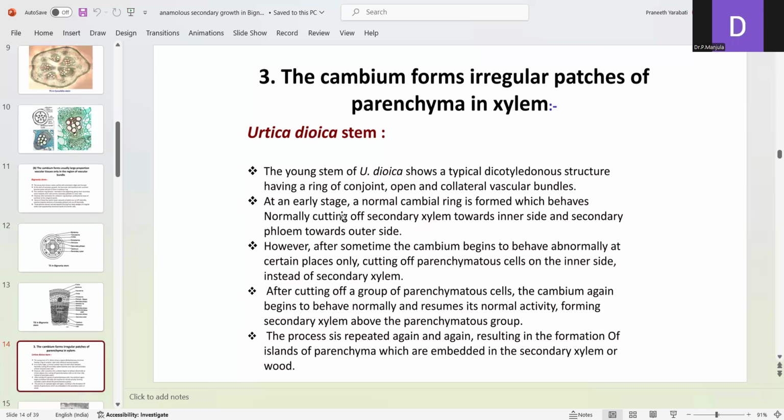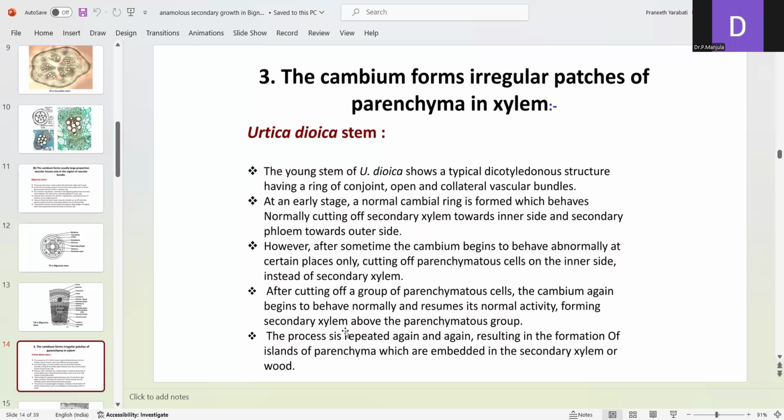Secondary xylem is produced towards the inner side. However, after some time, the cambium begins to behave abnormally. After producing normal secondary xylem and secondary phloem, at certain places it cuts off only parenchyma cells on the inner side instead of the secondary xylem. So instead of producing secondary xylem, it produces parenchymatous cells.